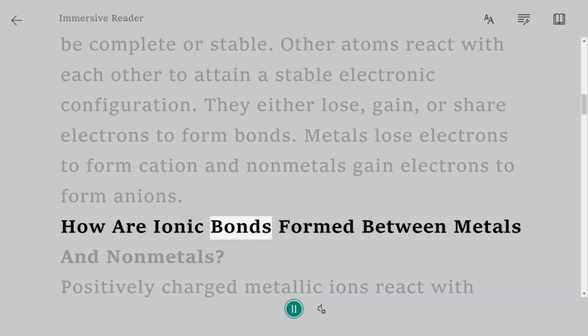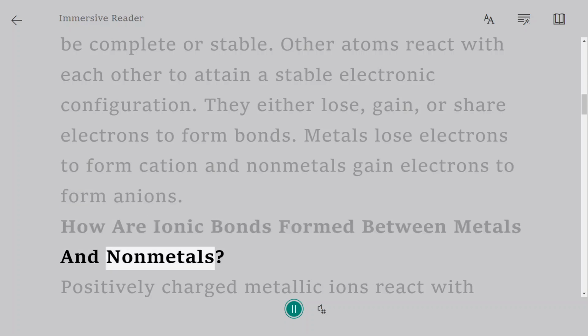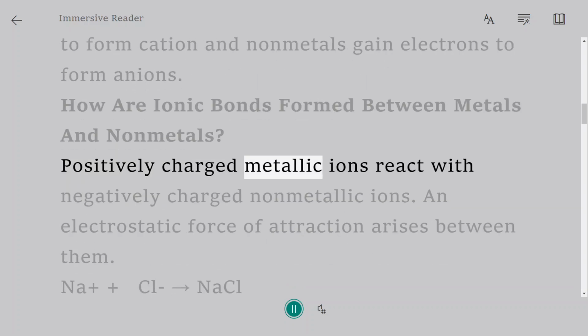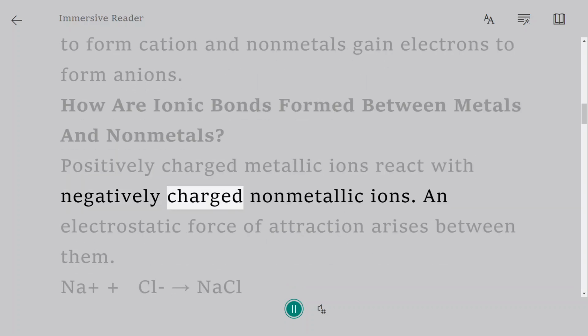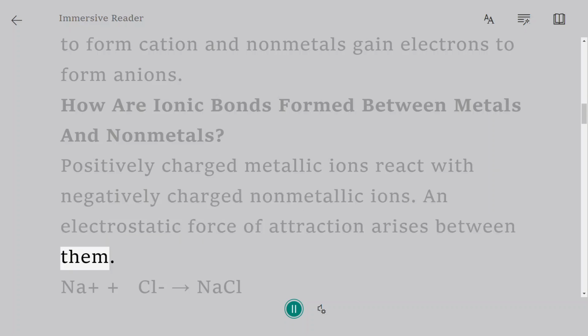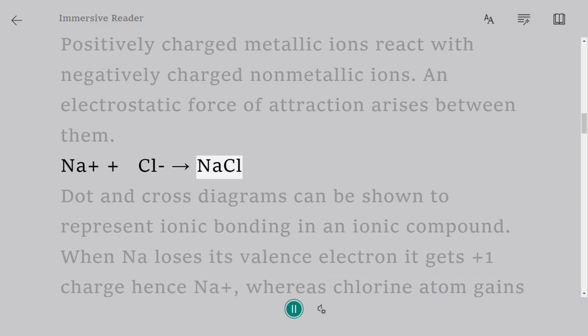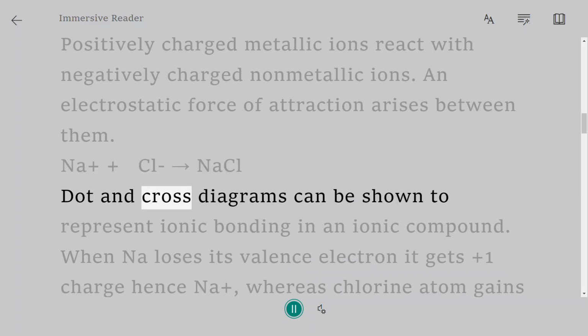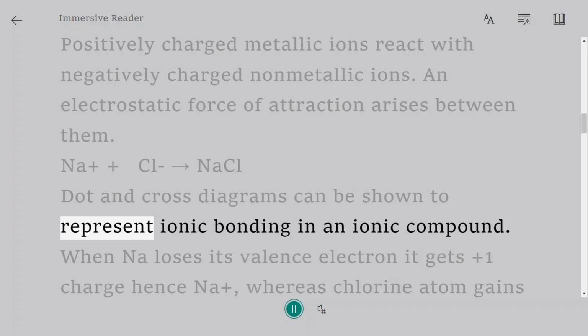How are ionic bonds formed between metals and nonmetals? Positively charged metallic ions react with negatively charged nonmetallic ions. An electrostatic force of attraction arises between them. Na+ + Cl- gives NaCl. Dot and cross diagrams can be shown to represent ionic bonding in an ionic compound.